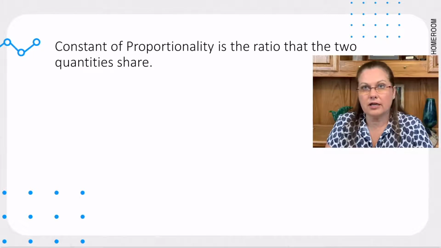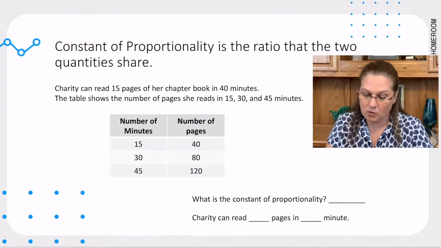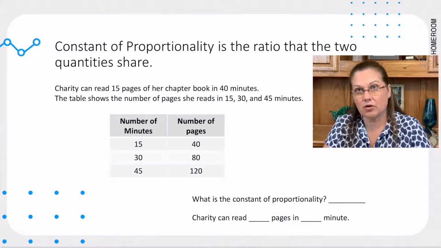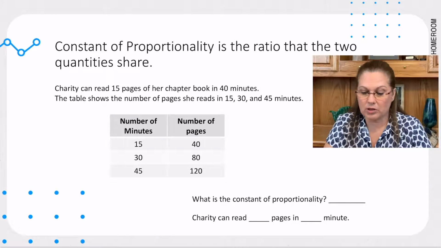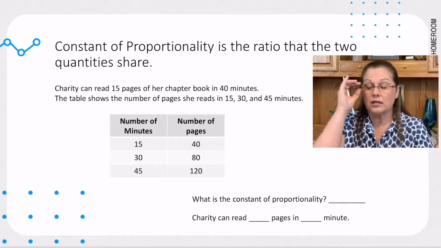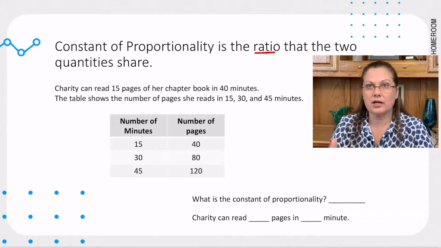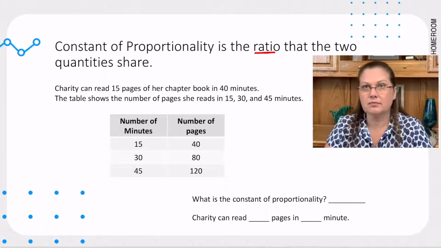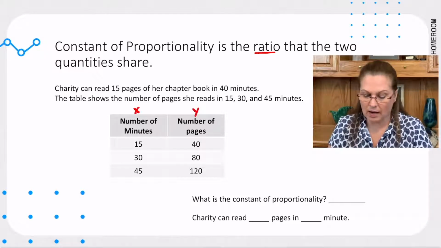So Charity can read 15 pages in her chapter book in 40 minutes. The table shows the number of pages she reads in 15, 30, and 45. We need to figure out what our constant of proportionality is, or what is the ratio that our two quantities share. So remember, we're going to look at our rate of change between our x value and our y value.